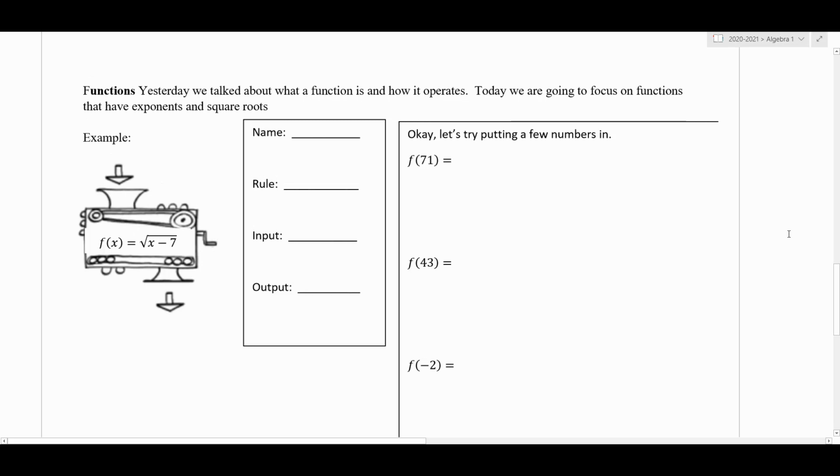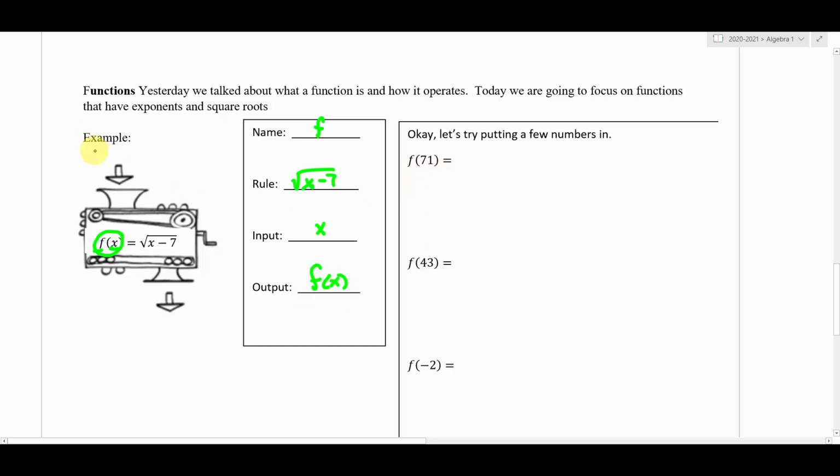Next set here, all right, we got another function. This one's got a square root in it, no problem. Let's go through our vocabulary here real quick. The name of the function, again, is going to be f. The rule is everything on the right hand side of the equal sign, so we got the square root of x minus 7. Our input is right here in the parentheses, so for right now it's going to be x, and the output is this entire thing on the left hand side of the equal sign. The output is f of x. I'm going to put x in, I'm going to do stuff to it, I'm going to get out f of x.